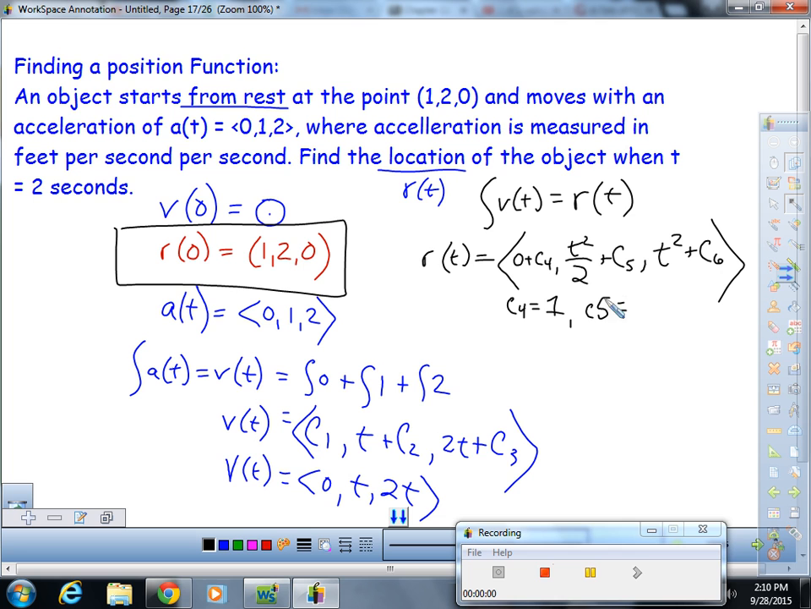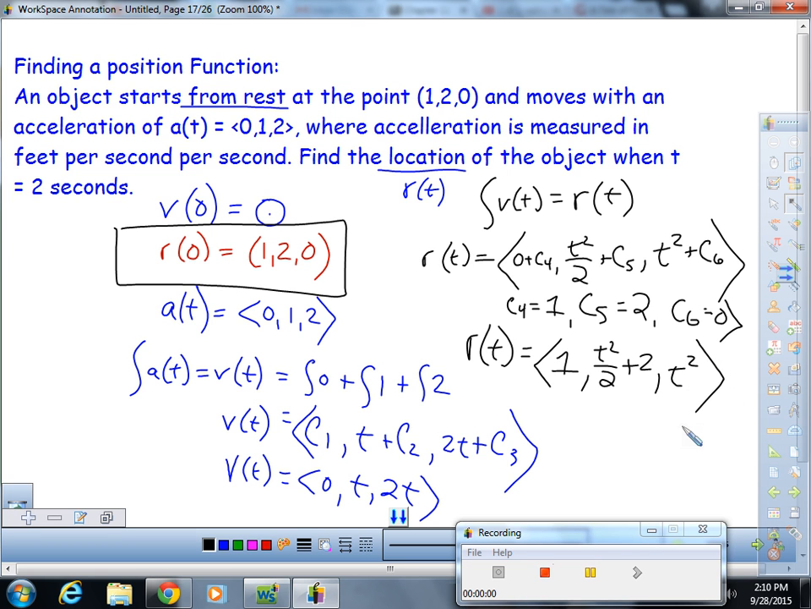C5, let's see, put in a 0. You're going to get a 2, so C5 is 2. And C6 is 0. So our definite r of t function is 1, 0 plus 1, comma, t squared over 2 plus 2, comma, t squared.